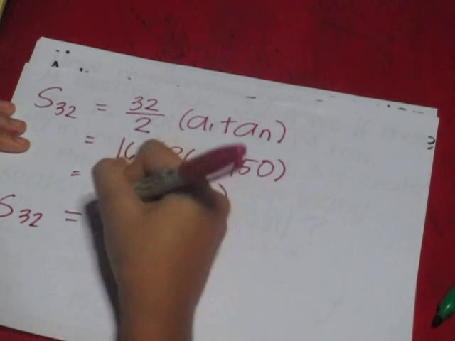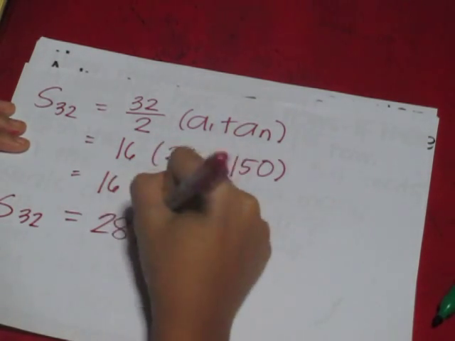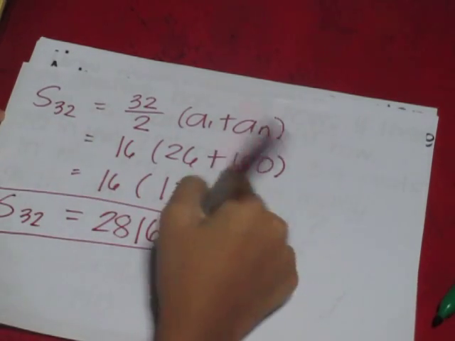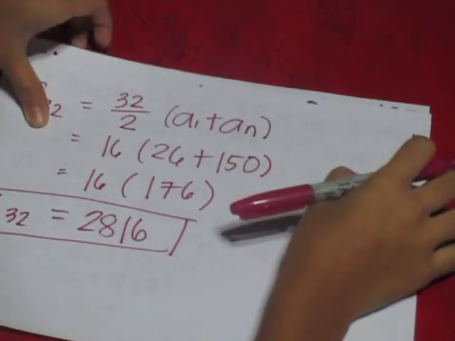So our s sub 32 now is 80,860. So there you go. You can now solve for the arithmetic sequence and series now.